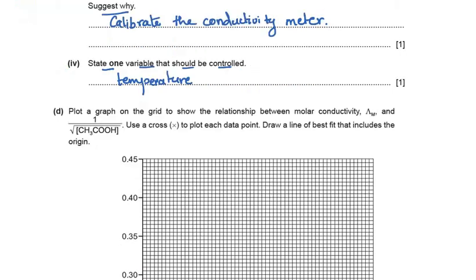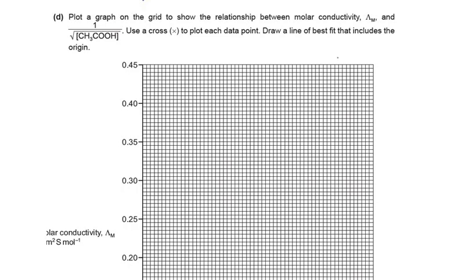The next part says plot a graph on the grid to show the relationship between molar conductivity delta M and the reciprocal of the square root of ethanoic acid concentration, which we have already found out in column 3. Use a cross to plot each data point. Draw a line of best fit that includes the origin. Now here you are told to include the origin, so we are supposed to do that.